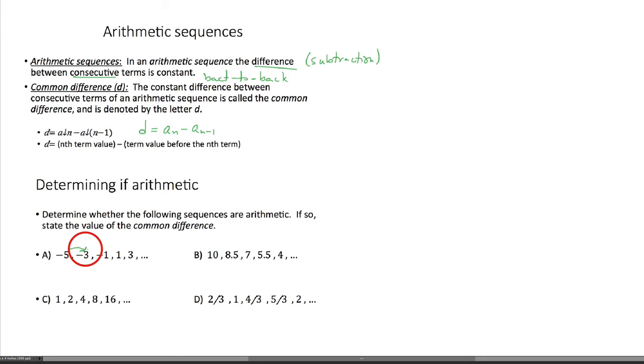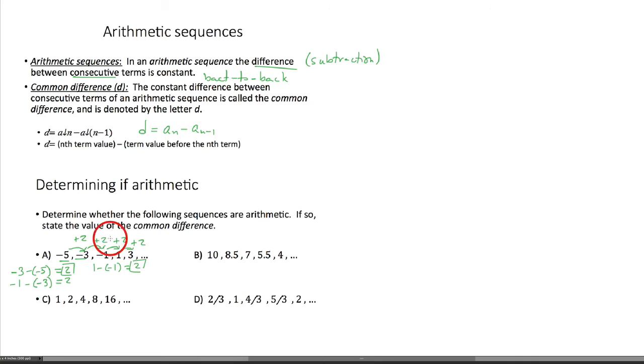And so some of these we can kind of eyeball. That is to say that from -5 to -3, it went up by 2. -3 to -1, it went up by 2. From -1 to 1, it goes up by 2. And from 1 to 3, it goes up by 2. But what I want you to see is if we were to grab any two terms, let's say the -3 here, and subtract off the term right before it, what we would get is -3 plus 5, which is 2. And if we were to grab the -1 and subtract off the term right before it, the -3, we get 2. And if we were to grab the 1 and subtract off the -1 right before it, we would get 2.